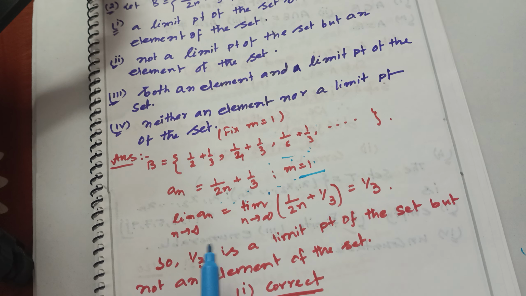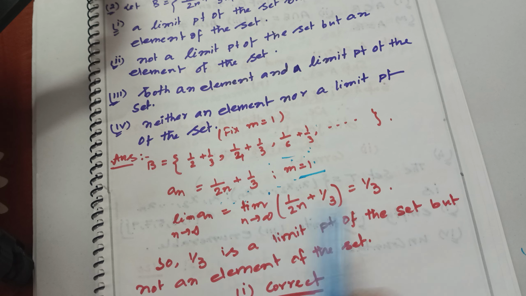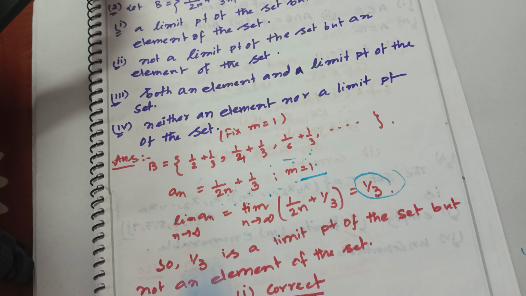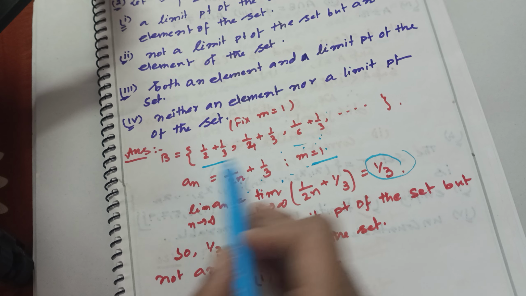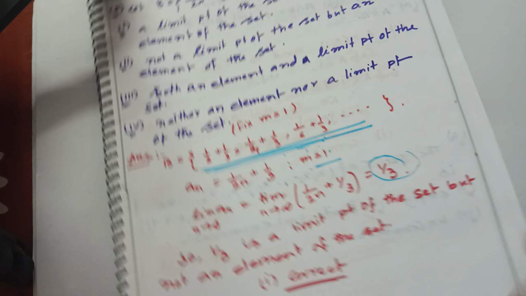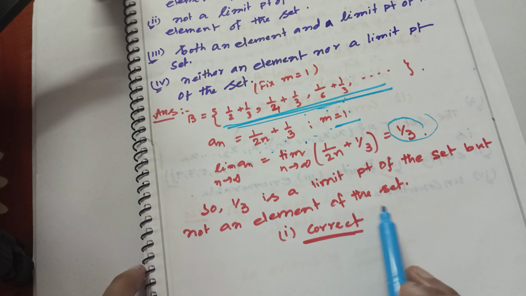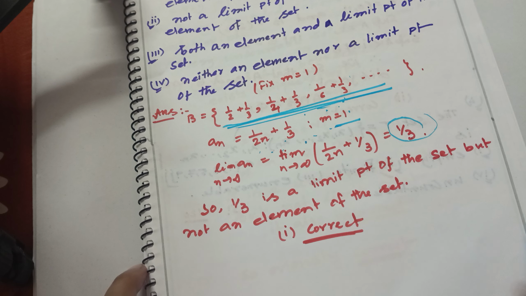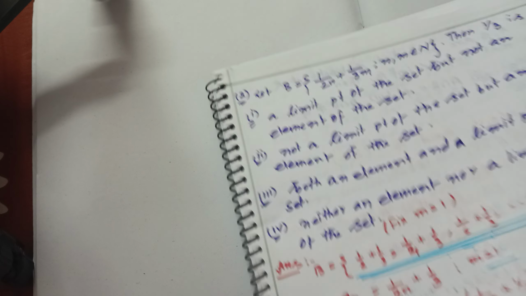Okay. Then we take the limit as n tends to infinity of a_n. This gives 1/3. So 1/3 is a limit point of the set. But definitely we say that 1/3 does not belong to the above set. So 1/3 is a limit point but not an element of the set. So option 1 is correct. I hope it is clear.